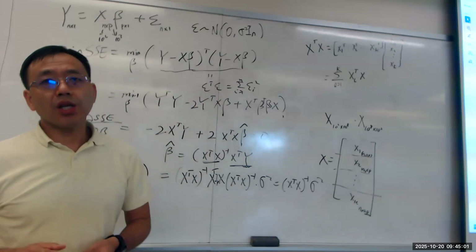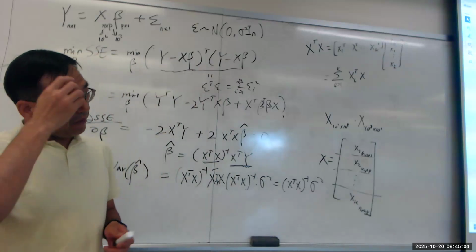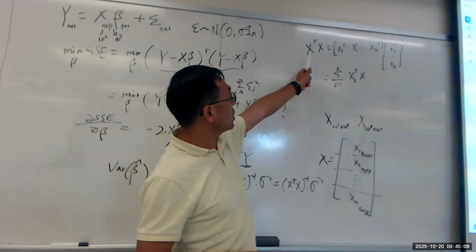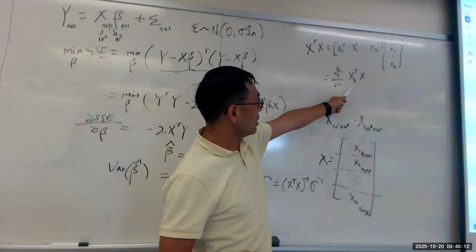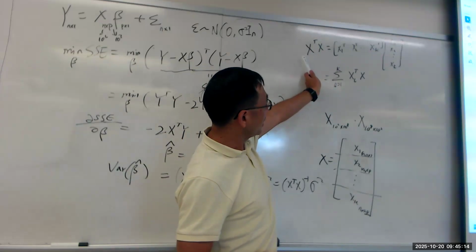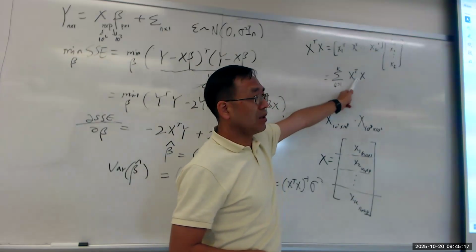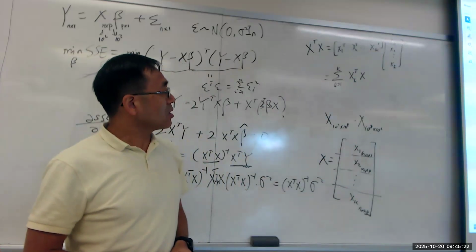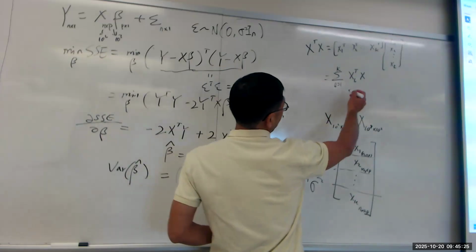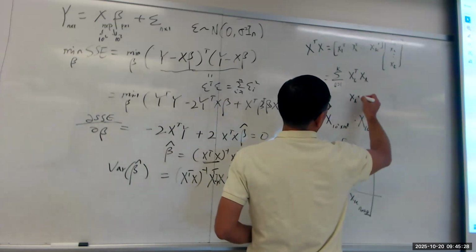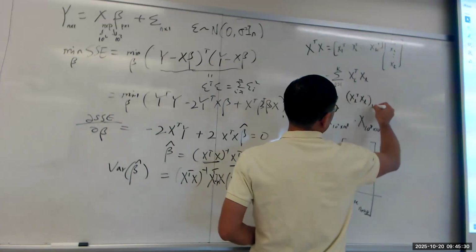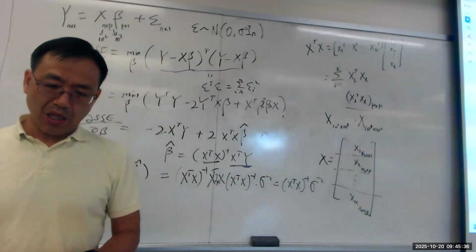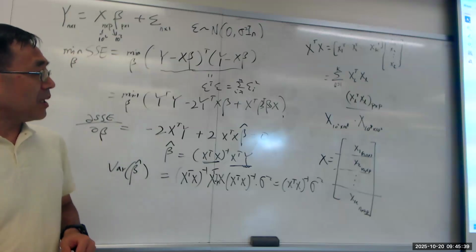So although you're having a very large matrix multiplication, you can break it down into smaller matrix multiplications and then sum them up. Remember, each XL transpose XL is also a P by P matrix. So you sum up P by P matrices, and you still end up with a P by P matrix.